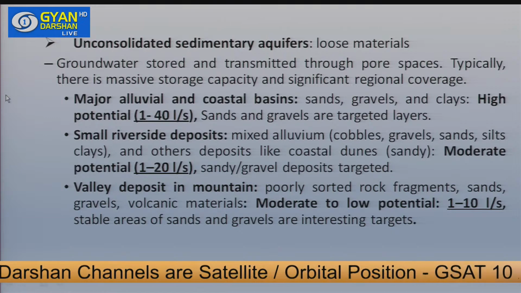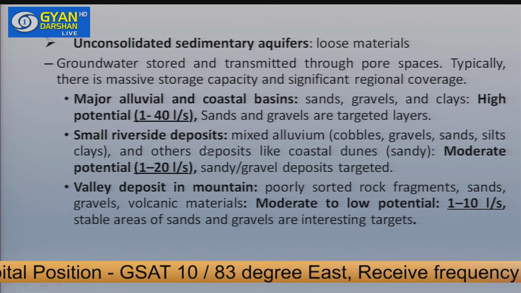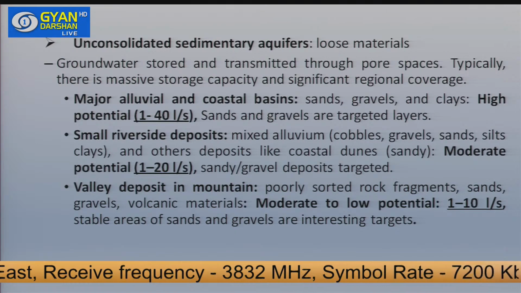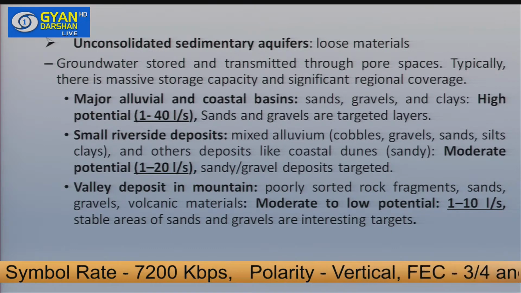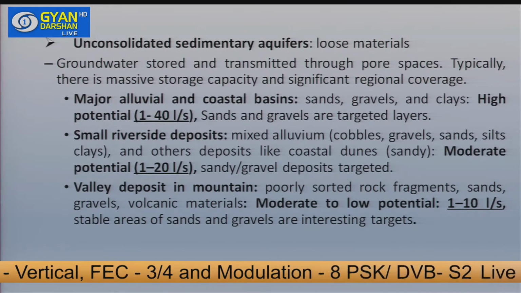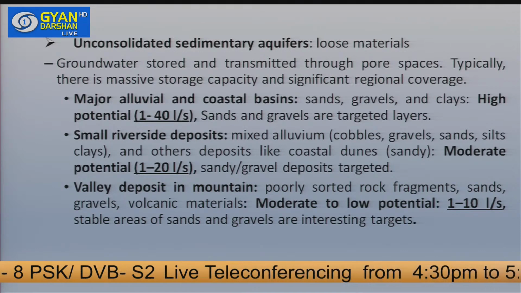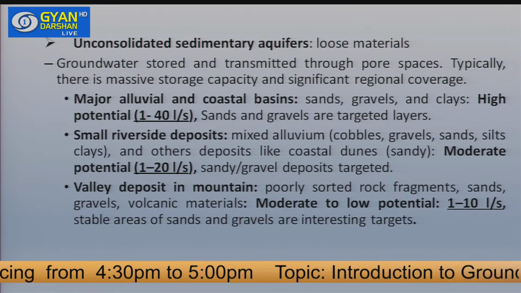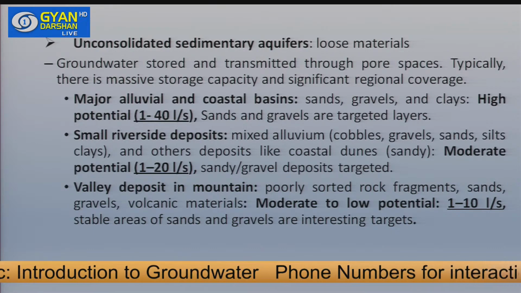In the major alluvial and coastal basins, you have high potential, with yield of 1 to 40 liters per second. And here we have the major sand and gravel which are targeted for groundwater in this type of aquifer. Comparing with this, we have much less occurrence in the small riverside deposits, where their yield is between 1 to 20 liters per second, and they have a moderate potential yield. An example is the sand and gravel deposits targeted in the coastal dune areas.